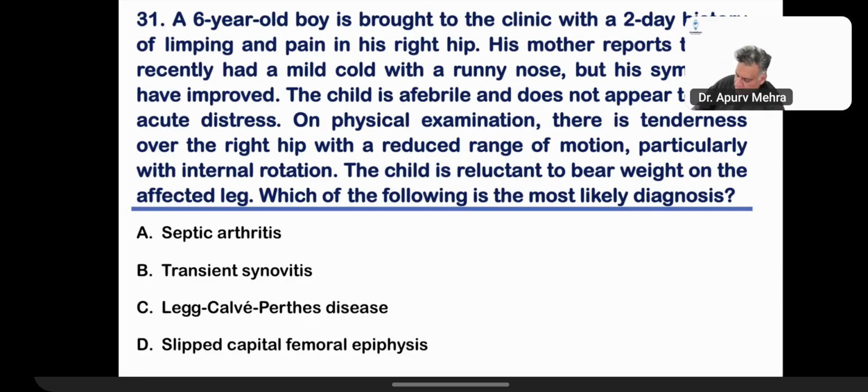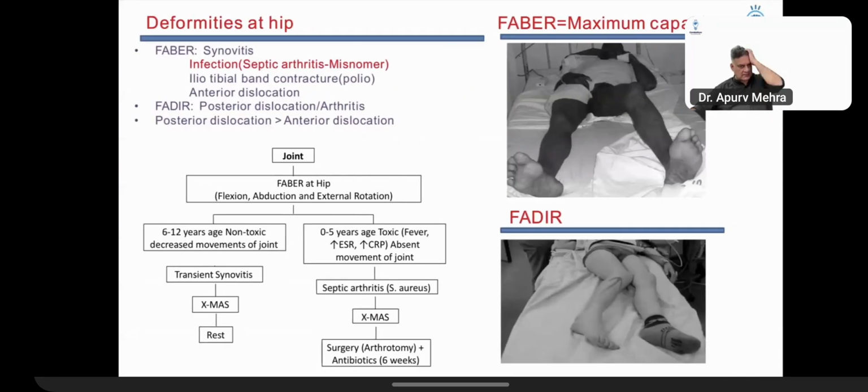So there is restricted internal rotation, unable to bear weight. All right. Tenderness over the right hip with reduced movement. The transient synovitis. Absent movement is septic. Perthes is not painful. SCFE is second decade with hypothyroidism. Transient synovitis: non-toxic, decreased movement. Septic is toxic with absent movement.